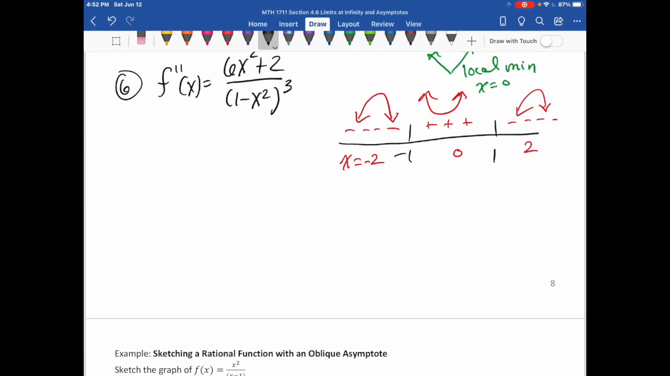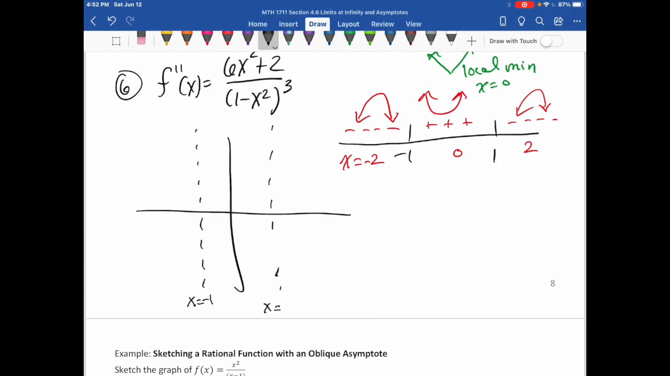Now, when we put this all together, we've got vertical asymptotes at x equals -1 and x equals +1. We got a local min at 0. And based on the asymptote information that we got with the limits coming from the left and from the right, I know that it's going to go up like this, just a sketch. I'm a terrible artist. We also know that we have a horizontal asymptote at -1. So it's going to flatten out there.